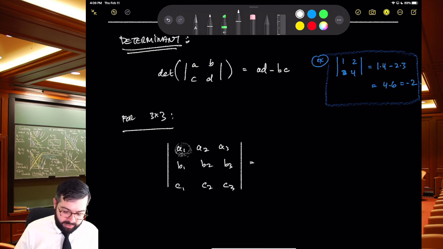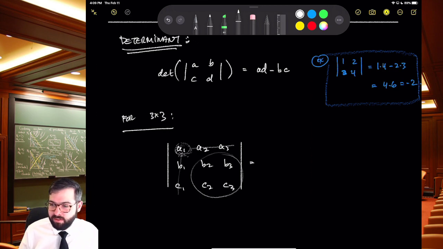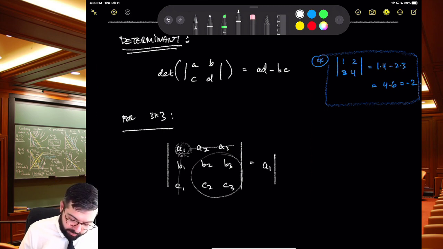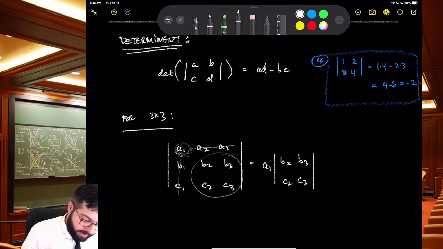So you're going to look at A, you're not going to consider the row or column it's in, and take the determinant of the remaining entries, okay? So what I mean is you take A1, multiply it by the determinant of B2, B3, C2, C3. And then for the others, you do the same thing.